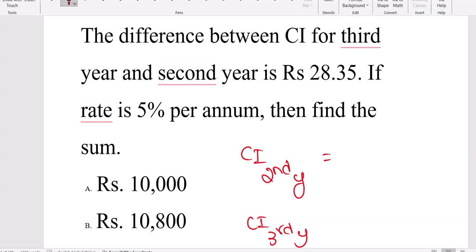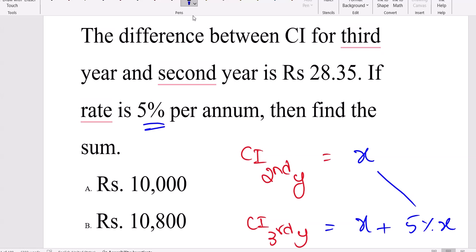If you attended the regular classes on compound interest and simple interest, we discussed this logic. Let us say compound interest for the second year is X rupees. Then how can you get the third year compound interest? It is X plus, what is the rate of interest? 5% of X will come.